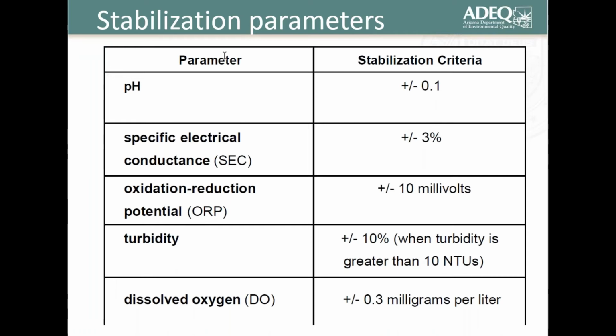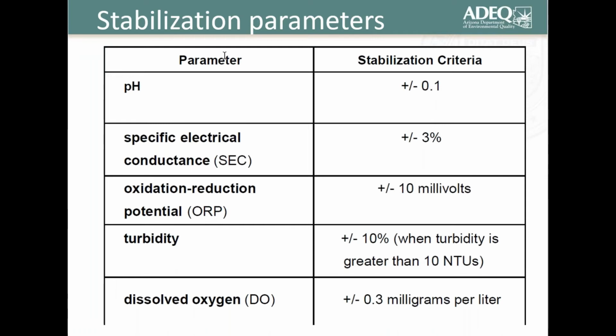The pH, I think everyone's familiar with that. While you're using the pump and pumping water through the tubing and through your flow through cell that's making these measurements, we want to wait until the pH reading is plus or minus 0.1, so maybe 6.9 and then 6.8 and 6.9. I'll show you a little bench sheet on that.